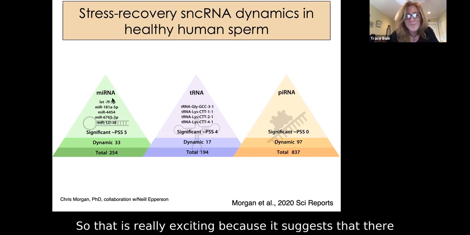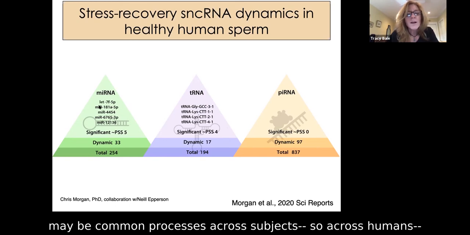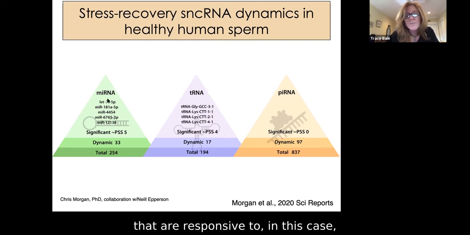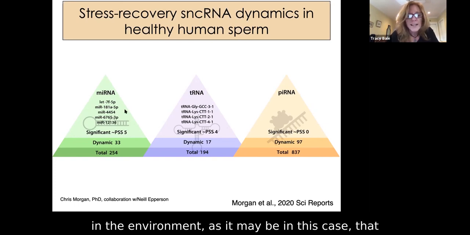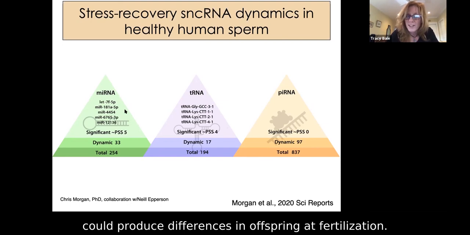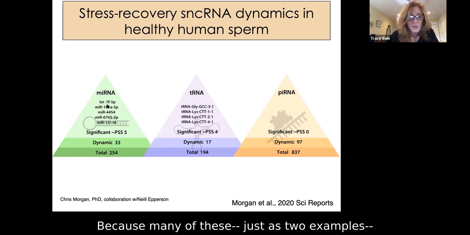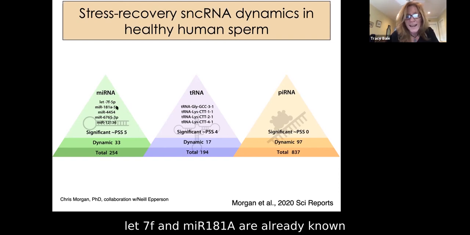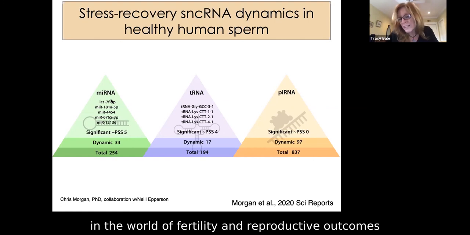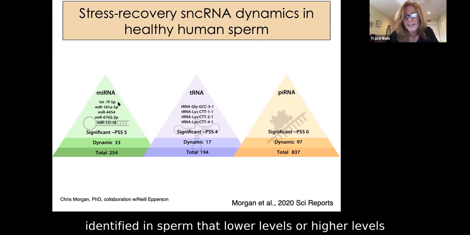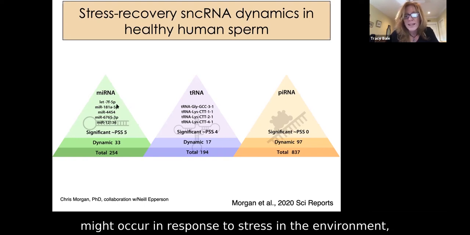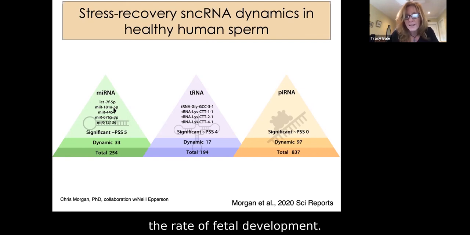So that is really exciting because it suggests that there may be common processes across subjects, so across humans, that are responsive to stress in the environment, or resolution of stress in the environment, as it may be in this case, that could produce differences in offspring at fertilization. Because many of these, just as 2 examples, LET7F and MIR181A, are already known in the world of fertility and reproductive outcomes to be really important. So these may be stress signals we've identified in sperm that lower levels or higher levels might occur in response to stress in the environment, giving rise to signals that determine the rate of fetal development.